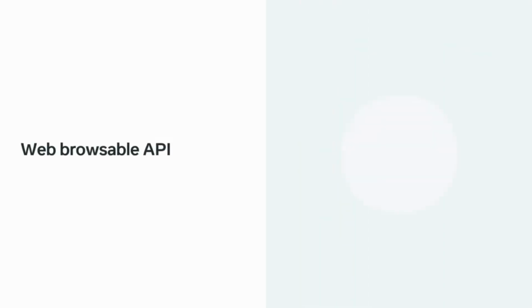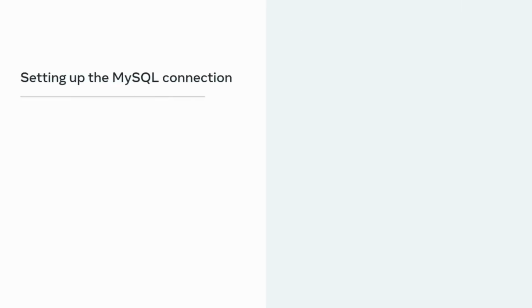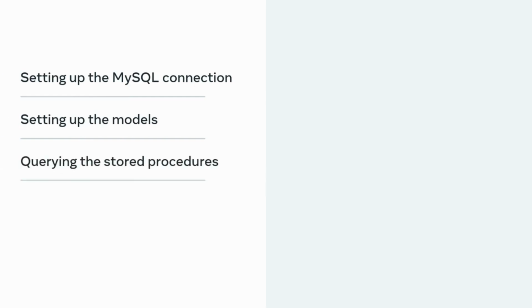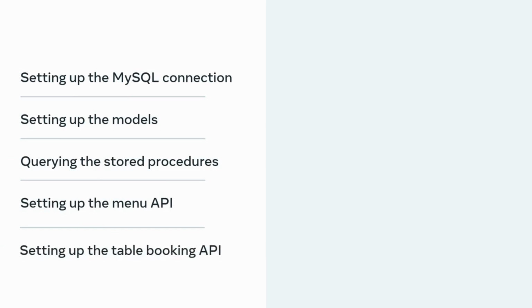Just some of the DRF benefits are that you have a built-in API viewer at your disposal. Throughout this module, you had an opportunity to complete some hands-on exercises. They included setting up the MySQL connection, setting up the models, querying the stored procedures, setting up the menu API, and setting up the table booking API. Now that the project functionality is covered, you're ready to move on. In the next module, you'll code some specific functionality to secure and test the Little Lemon web application.